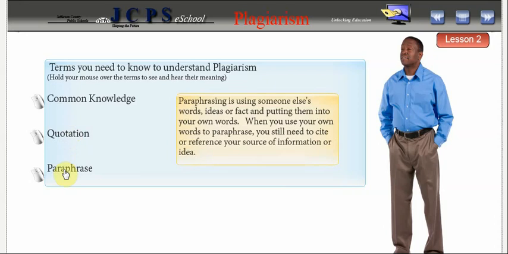Paraphrasing is using someone else's words, ideas or facts and putting them into your own words. When you use your own words to paraphrase, you still need to cite or reference your source of information or idea.